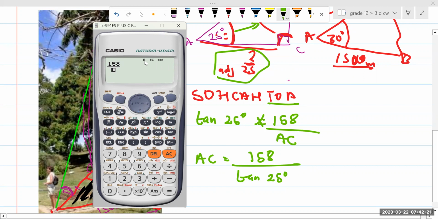By the way, guys, there's something that we're taking for granted here. Your calculator needs to be in degrees. If you're going to work in trigonometry, your calculator needs to be in degrees. How do you put your calculator in degrees? It needs to have a D here. How do you put your calculator there?